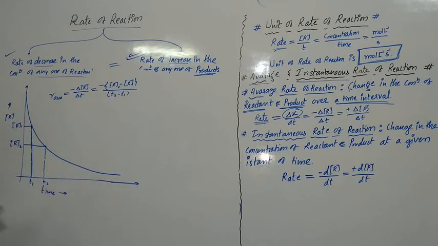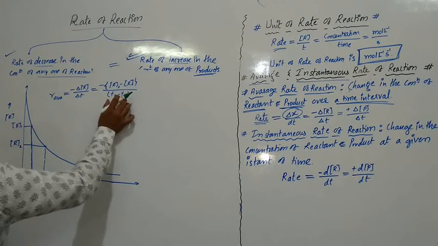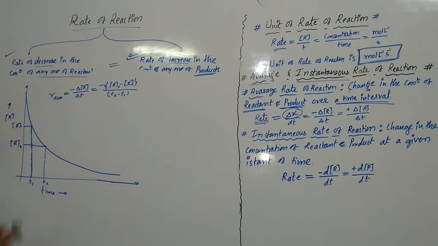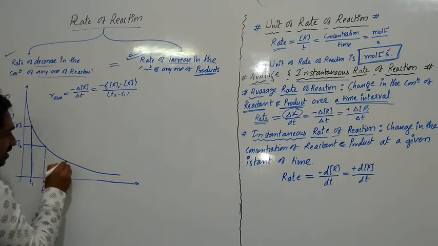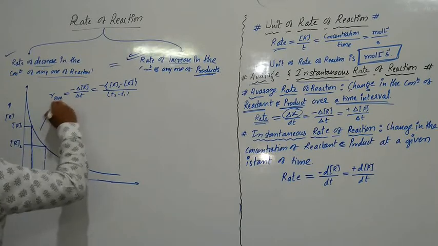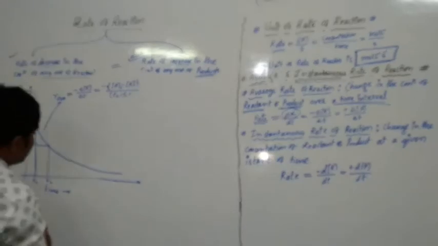So this is our average velocity of a reaction, or average rate of a reaction, meaning the rate of reaction in between this time interval. Which time interval? T2 and T1. In between these two times, what will be the rate of our reaction? This is called the average rate of reaction. If I want to calculate the rate of reaction at this particular point, this is called the instantaneous rate. This is average rate, this is instantaneous rate.